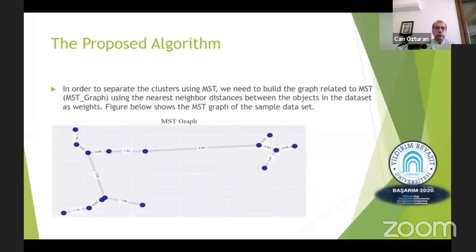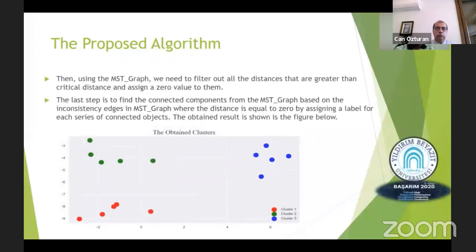Using the inconsistent distance, which is 1.68, in order to get the proper clusters, we need to cut the MST graph, or identify the inconsistent edges that we need to cut. Any distance in the MST graph which is greater than the inconsistent distance, 1.68, will be marked as an inconsistent edge to be cut later in order to get some clusters. So by cutting the inconsistent edges using the inconsistent distance, lambda, now we can see the properly obtained clusters. We have here three different clusters. So as we can see, the algorithm is simple and easy to understand.